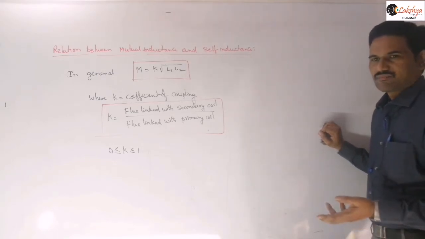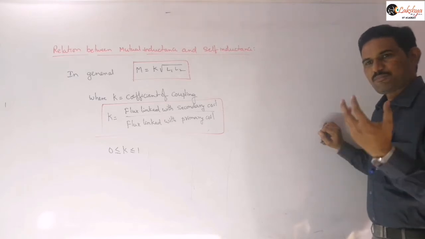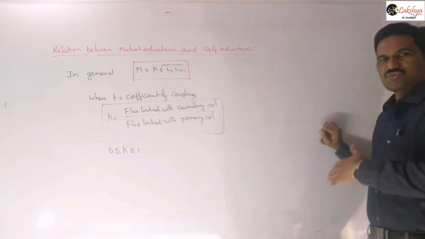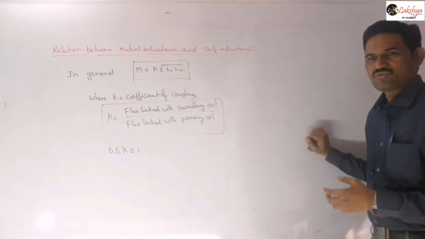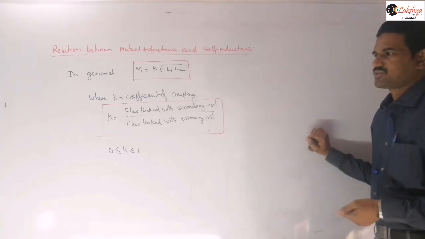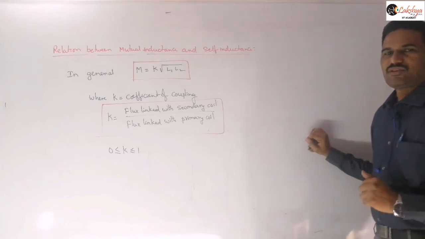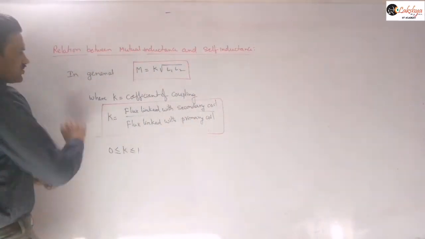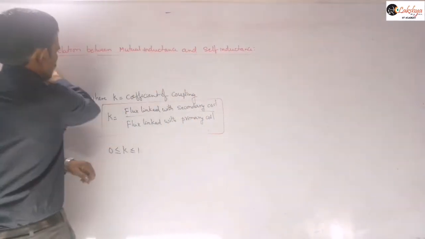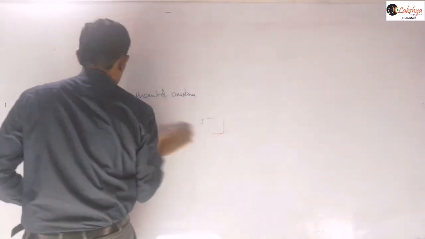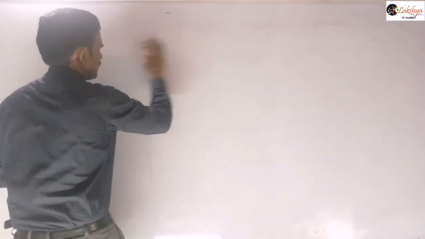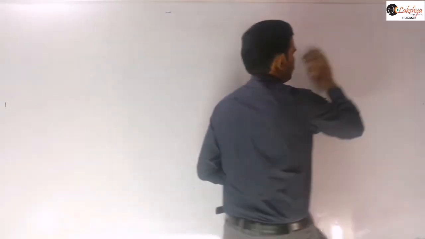For no coupling, that means there is no flux passing through the coils, that is, the flux produced by one coil is not associated with the other coil, then there is no coupling between them, and the K value will be 0. If there is no coupling between the two coils, then K is equal to 0. No coupling in the sense the flux produced by one coil is not associated with the other coil.